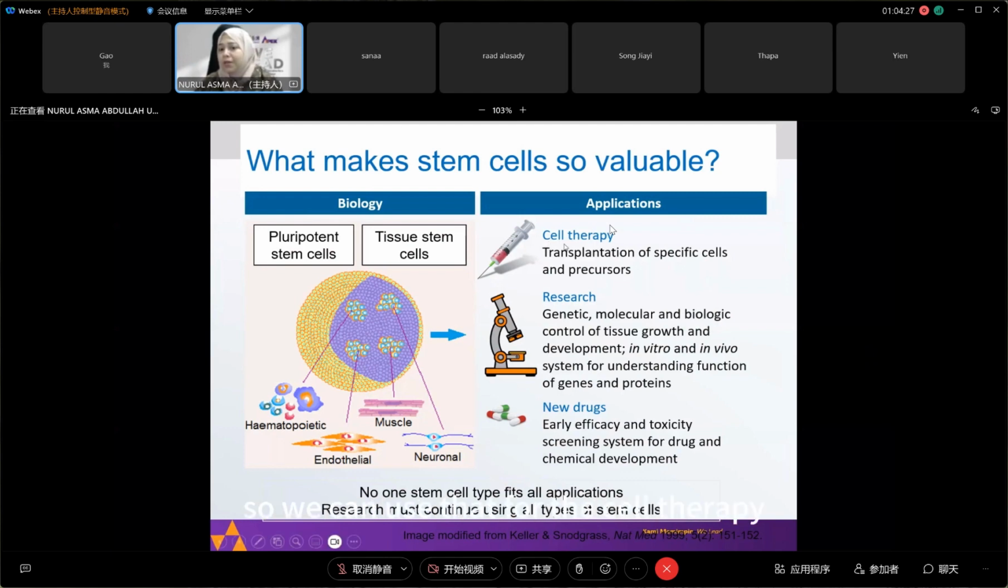So we can use that for cell therapy, transplantation of specific cells and precursors. And of course, we can apply stem cells for research, to look for new drugs, or use them as a model to understand the behavior or the genetic changes of certain cells or systems. And as I mentioned just now, you can also use stem cells for the development of new drugs.